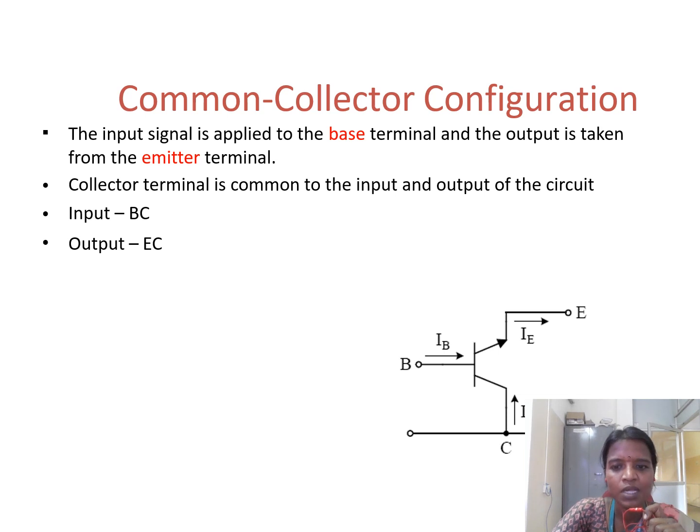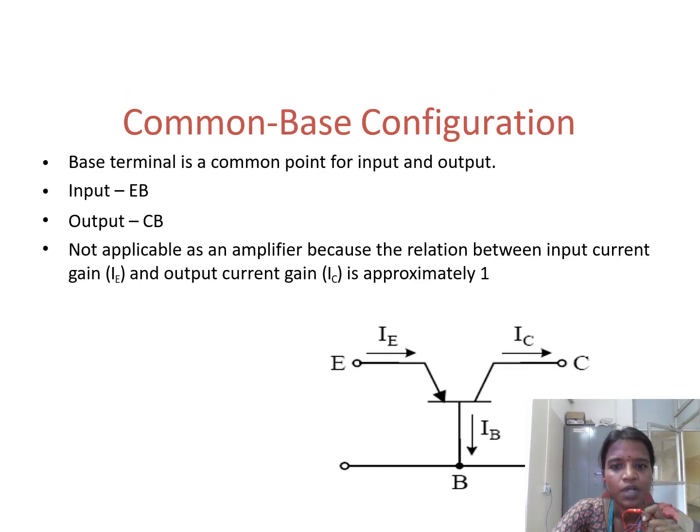So this is your diagrammatic representation of the common collector configuration. In this one, we need to give the input current through the base, and we are taking the output from the emitter terminal, and this collector terminal is common for both the input and output sections. And this is your common base configuration.